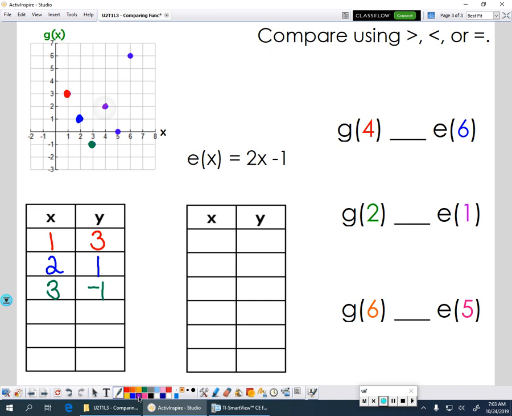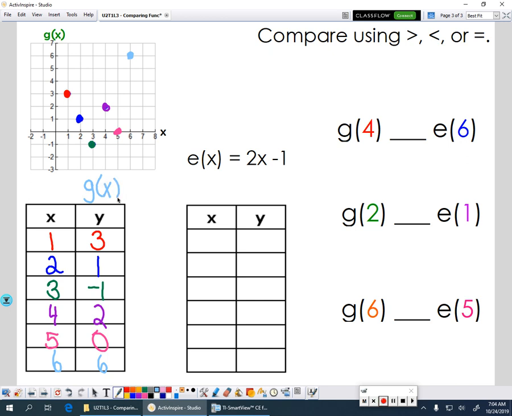Over here I've got an x value of 4 and a y value of 2. And then I've got an x value of 5 and a y value of 0. And finally, I've got an x value of 6 and a y value of 6. Okay, and remember, these are all my g functions. These are all g of x.